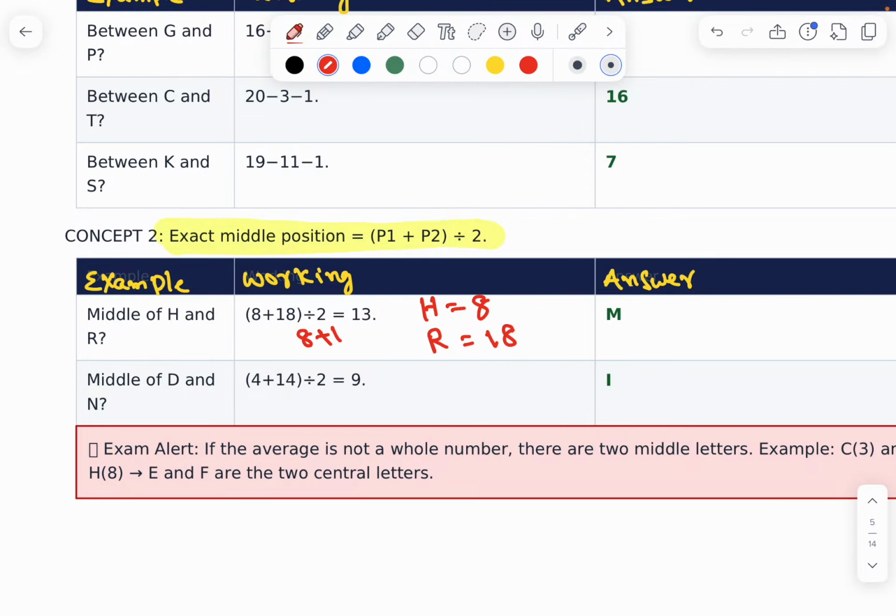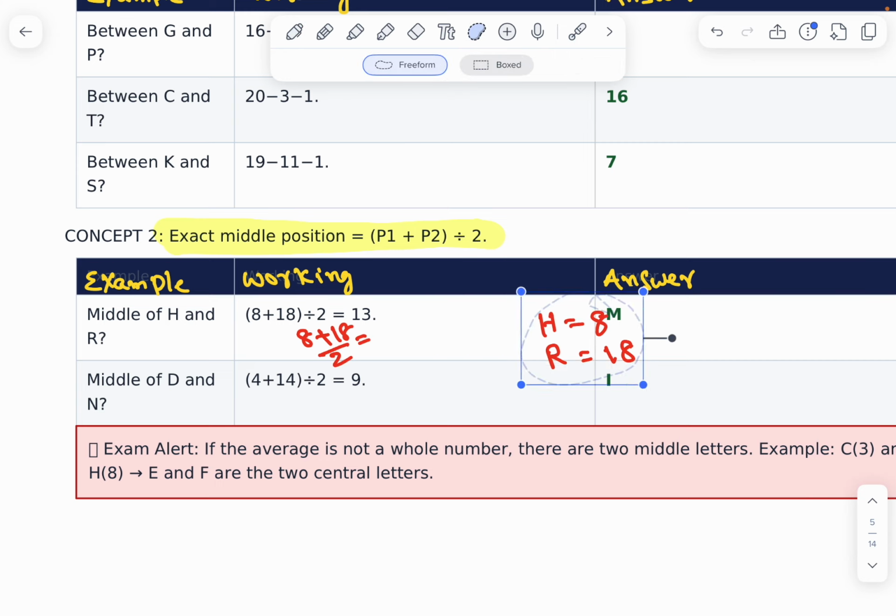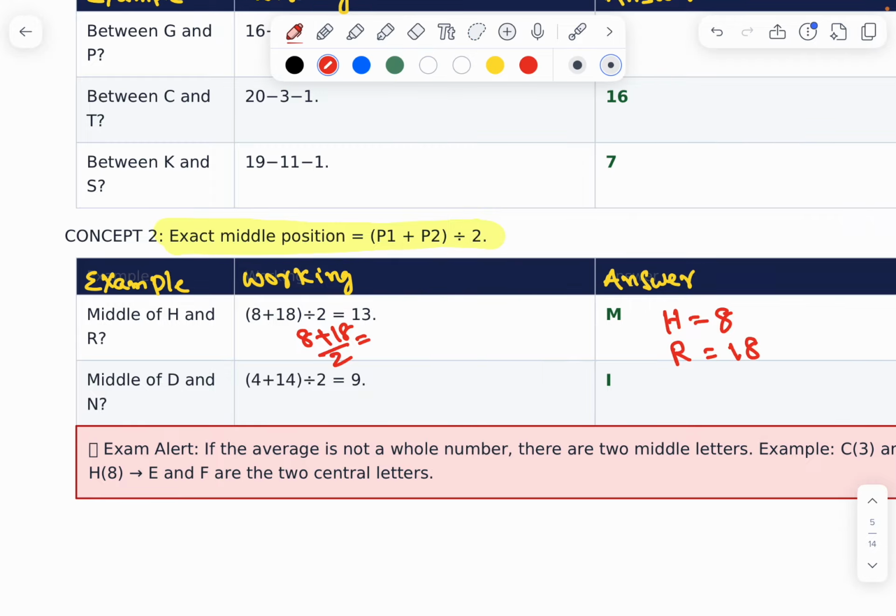Therefore, 8 plus 18 by 2, that is equal to 26 by 2, that is equal to 13. What is the letter for 13? 13 is equal to M. This is the simple technique.